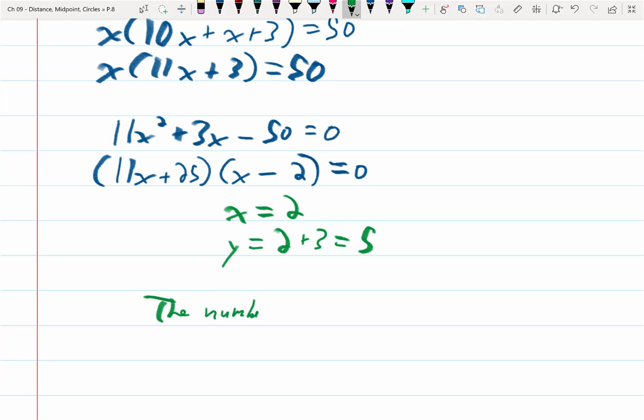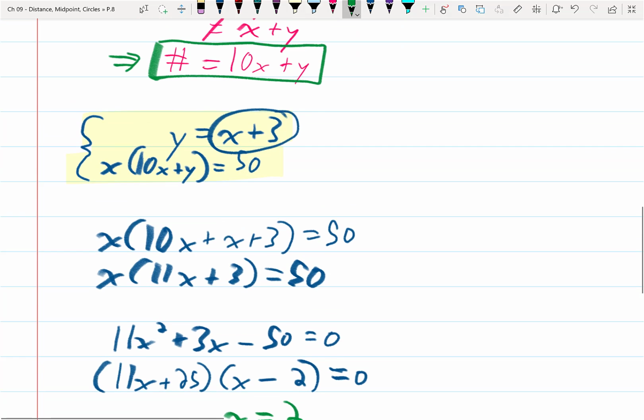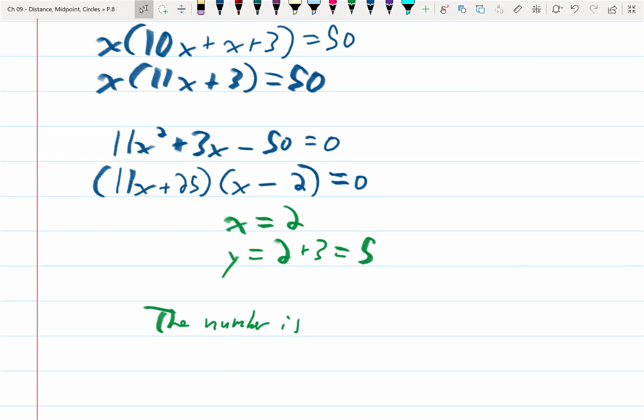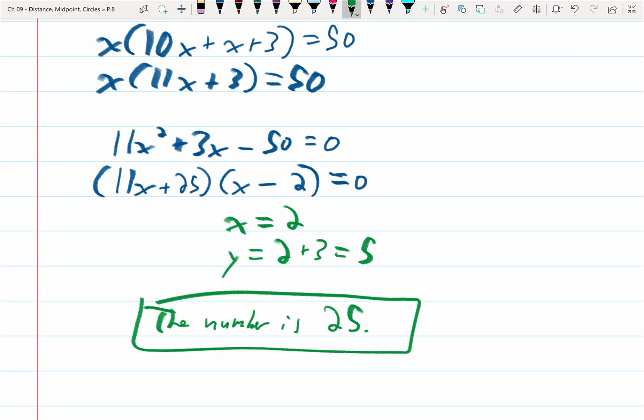The number is, we look back up, 10x plus y. So 10 times 2, plus 5. The number is 25. Basically, I had to go back over that with a few students today. I had to say, well, we defined 2 as the tens digit and 5 as the ones digit, so isn't that 25? The number is 25. So like I said, that's the only actual problem we're going to do.